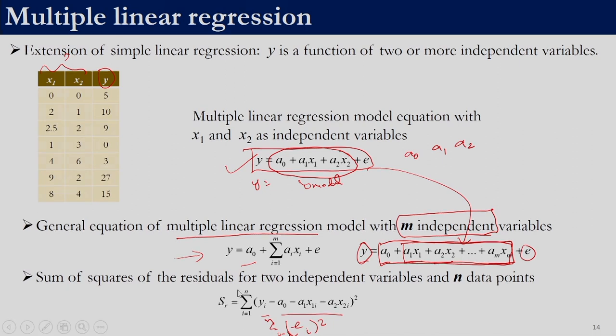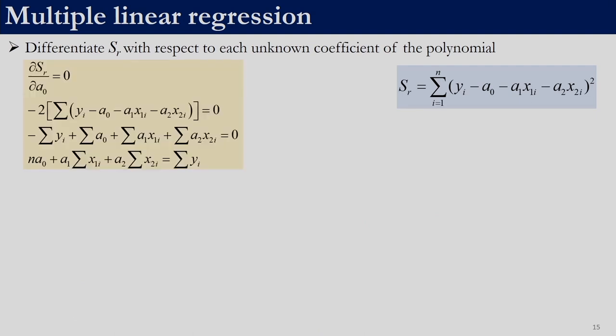For this, again we need to apply the stationary condition. Here we have three unknowns, a0, a1, a2. Remember, x1i and x2i are known, those data points are known. So we need to differentiate this with respect to a0, a1 and a2. When we differentiate with respect to a0, it is 2 times this expression, since differentiation of x square is 2x dx. The differentiation of a0 with respect to a0 gives 1, but since we have this minus sign, we get minus 1. That is why this minus is over here.